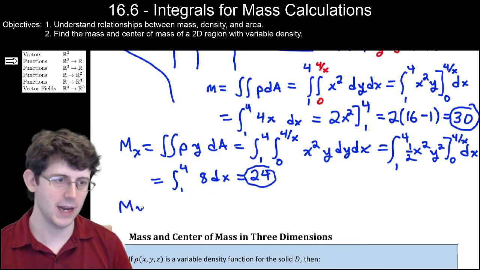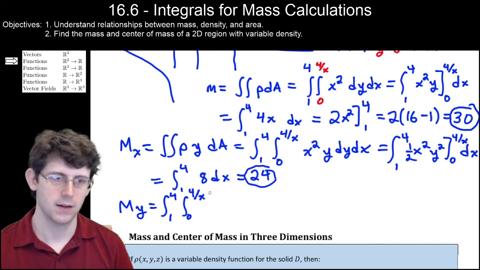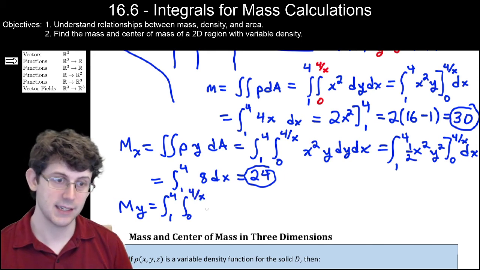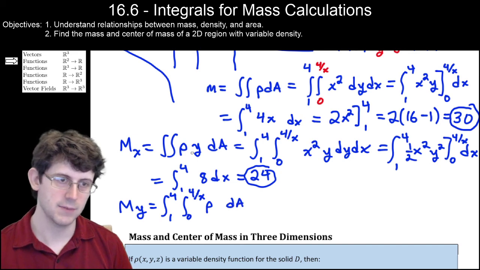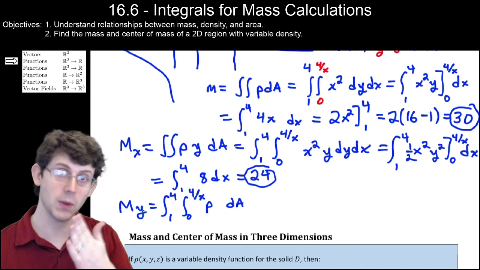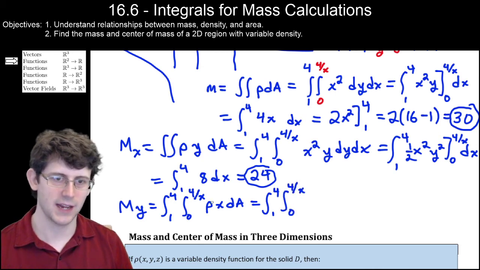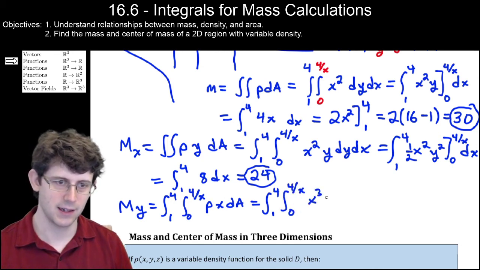The moment about the y-axis, same setup, same region. But now, instead of the mass times the displacement away from the x-axis, now I'm asking how far away you are from the y-axis, and that's called x. So my integral is now, instead of x squared y, it's x squared x.